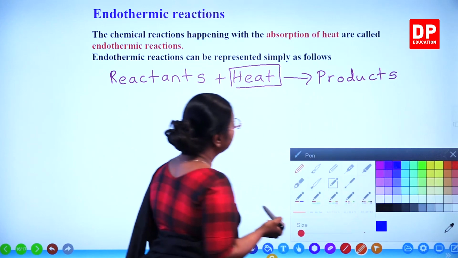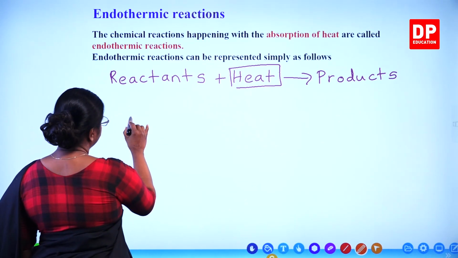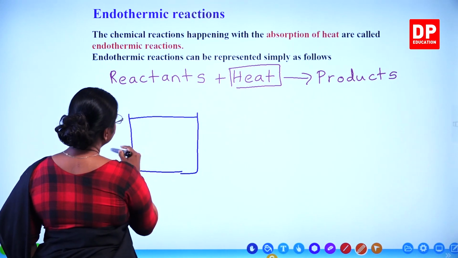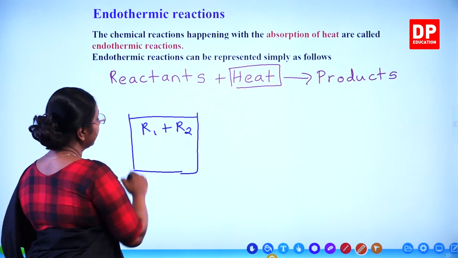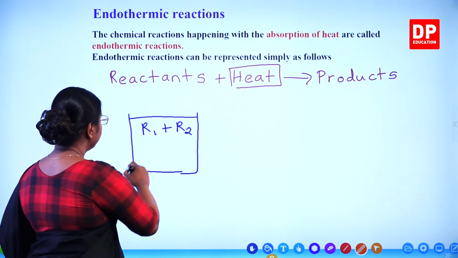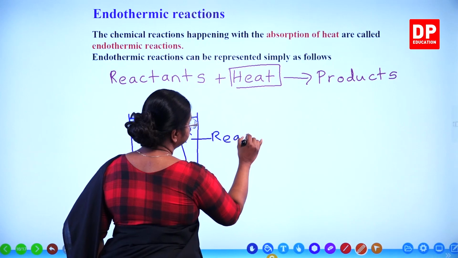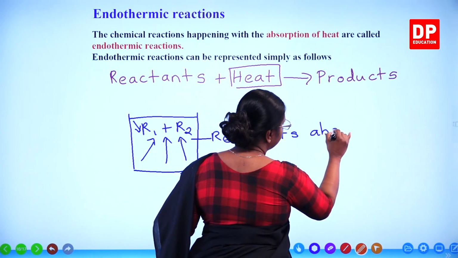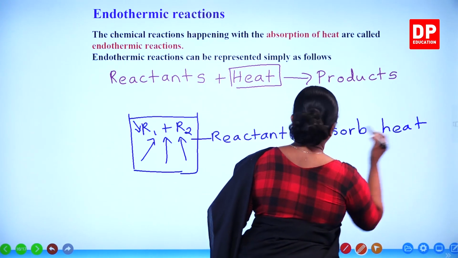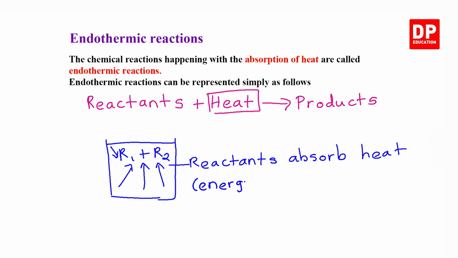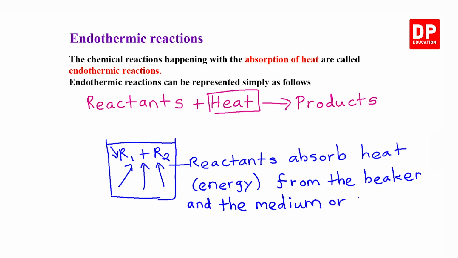So, as I discussed with you all before, if we consider the reaction mixture. Now, this is the reaction mixture. In this, we have the reactant 1 and reactant 2, let's say sodium bicarbonate and citric acid. What they do is they absorb energy. From where? So the reactants absorb heat, or you can say energy, from the beaker and the medium, or you can say solution. So therefore what happens?